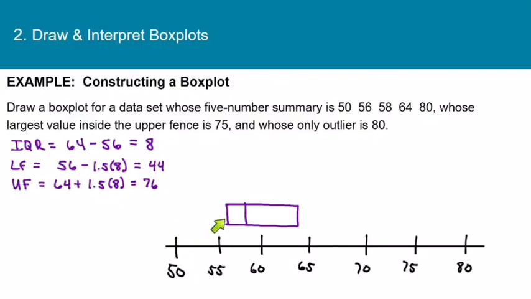The lower whisker is going to go from Q1 down to the smallest data value, which is 50. And the upper whisker is going to go from Q3 up to the largest value that's still inside the fence, which they told us was 75. So I'll draw the upper whisker up to 75. Then I'll go ahead and put my fences on. I believe even though this only goes down to 50, I could put 44 here and it's still believable. And the upper fence would go here at 76, and then the only outlier is at 80. And so there is our box plot for this example.